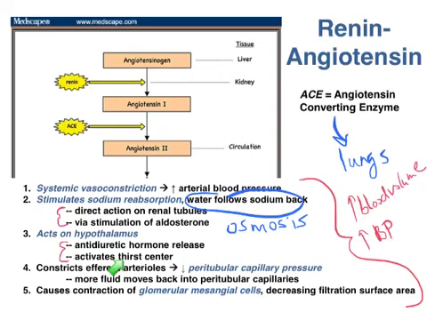Renin-angiotensin system, angiotensin 2 also acts on the kidneys. So it constricts the efferent arterioles, and this actually decreases the pressure in the paratubular capillaries so that you get more fluid moving into the paratubular capillaries. It also causes contraction of the glomerular mesangial cells, decreasing filtration surface area so that you get a decreased glomerular filtration rate and less fluid lost to filtrate.